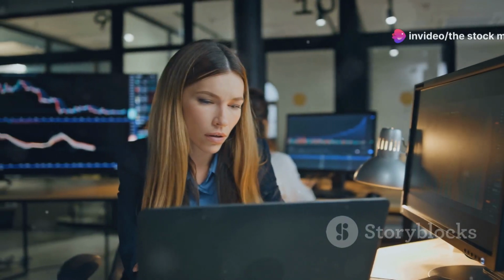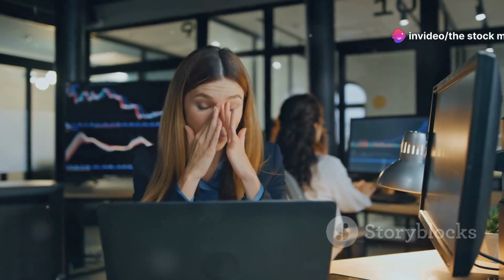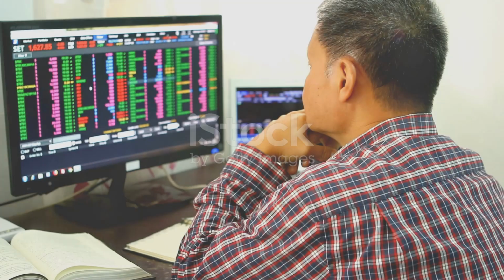Beginners often chase losses, trying to recover from previous trades by taking on even riskier positions. It's essential to accept losses as part of the trading process and avoid chasing losses, which can lead to further financial setbacks.